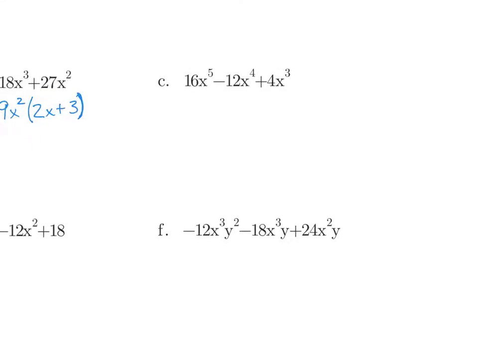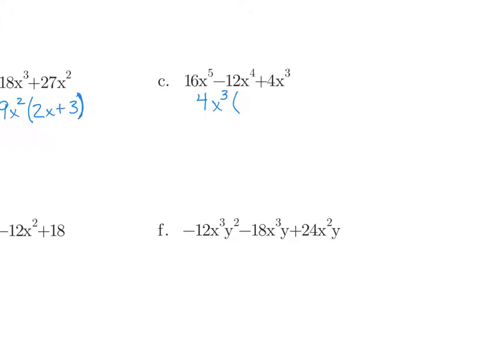Example C, we have 3 terms now. So let's start with our numbers, 16, 12, and 4. The largest thing that goes into all of those is 4. So we get 4. What's the most number of x's that they have in common? Well, they should all have at least 3, so I'm going to go with x cubed.